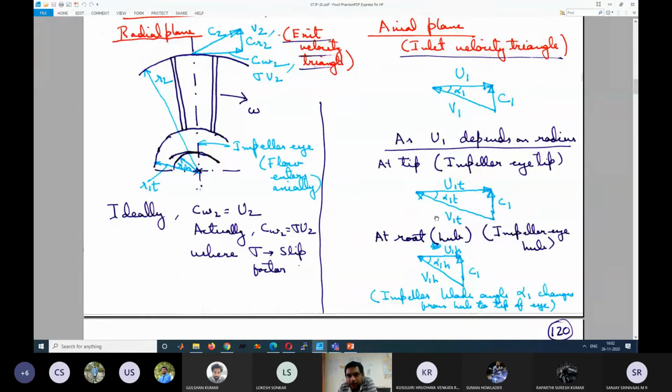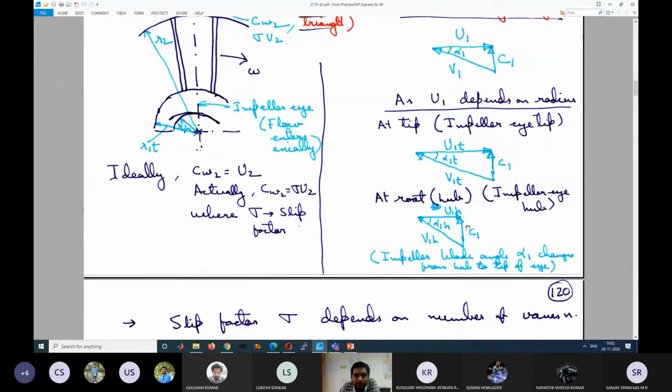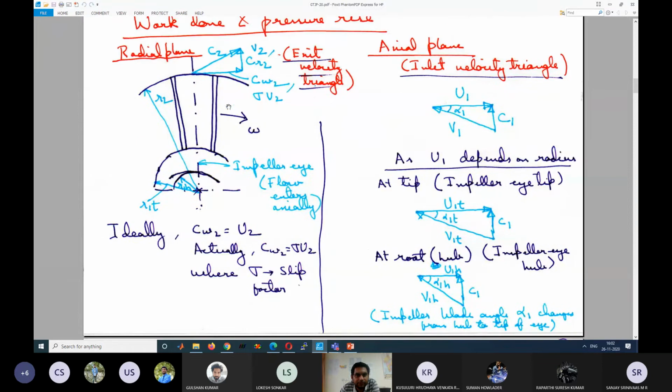So what will be the mean U1? It should be between U1 tip and U1 hub in length, right? And accordingly, the mean angle will also be some value in between. Correct? So with this knowledge, let us go back to this diagram to calculate.